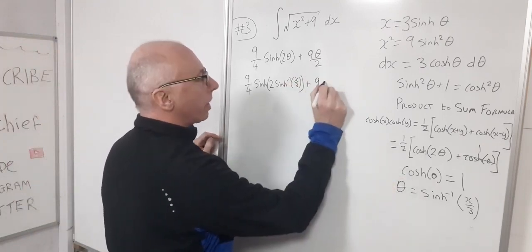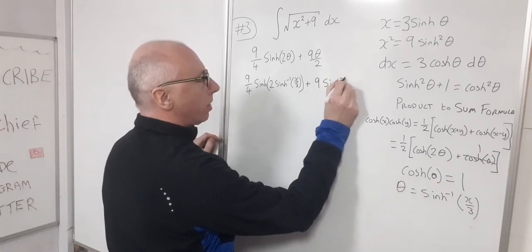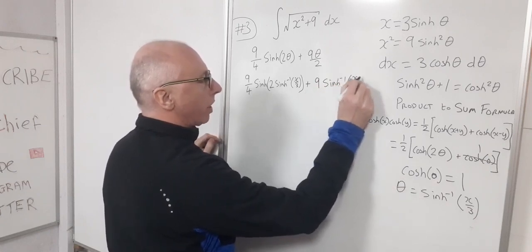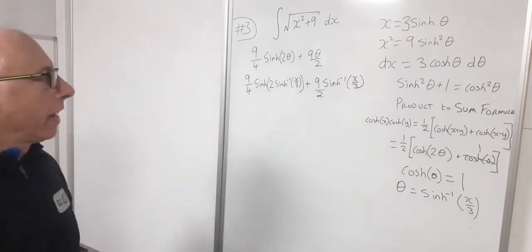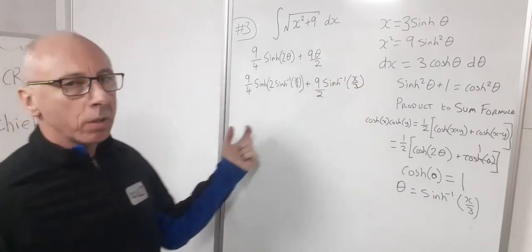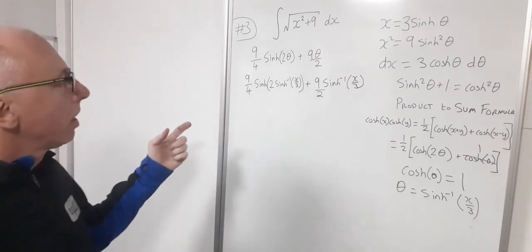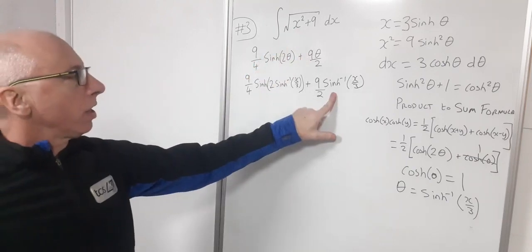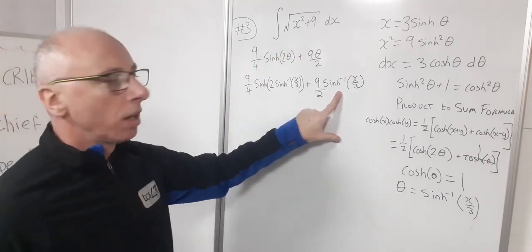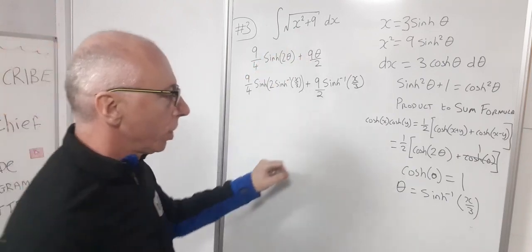So now I've got 9 sinh minus 1 of x over 3, all divided by 2. So I can just leave that in there. Now I'm not ready to just put my plus c in there and declare this as my answer. I want to get this back in terms of x. So this one, I know what this one is. We can do the log identity for the inverse sinh function.